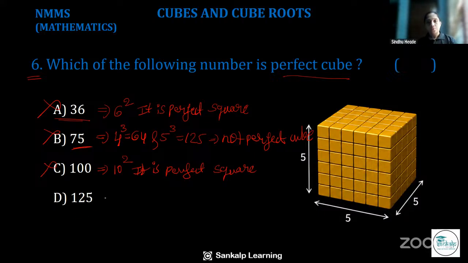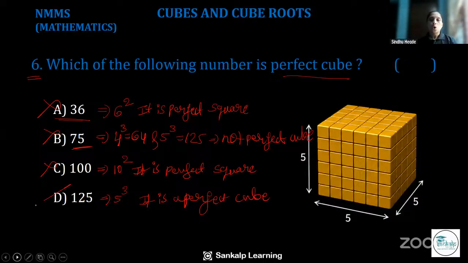Option D, 125. This is the 5 cube answer, meaning 5 into 5 into 5 is 125. So it is considered a perfect cube. It is a perfect cube. So option D is the correct answer.